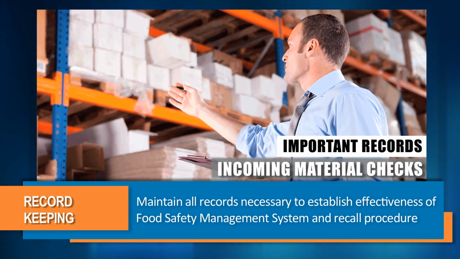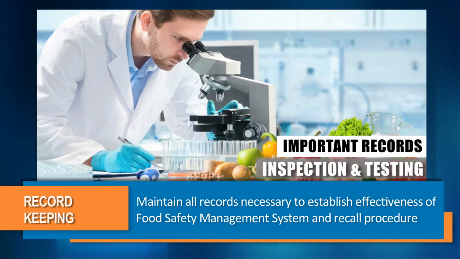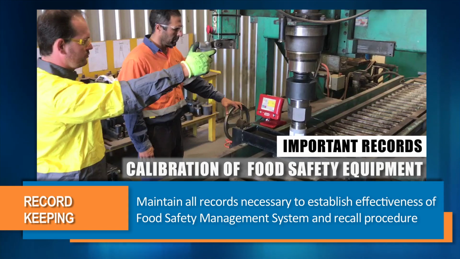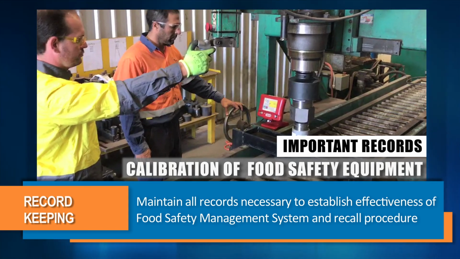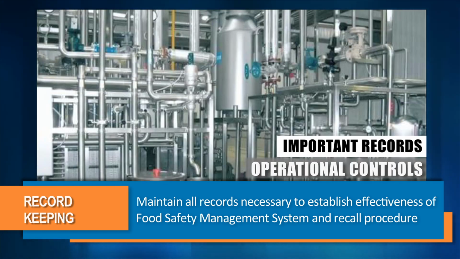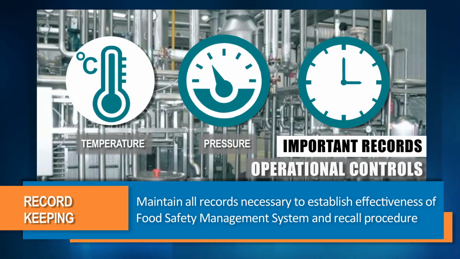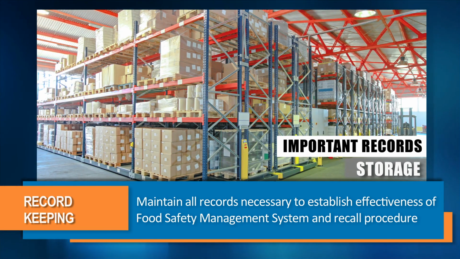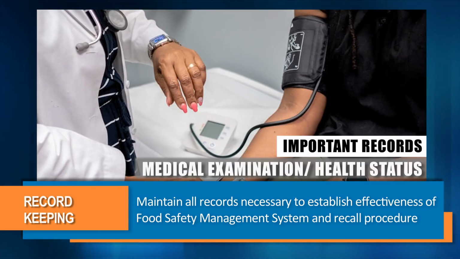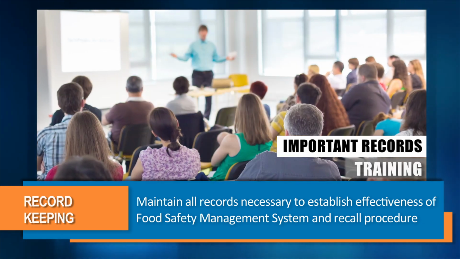The important records include incoming material checks, inspection and testing, cleaning and sanitation, calibration of food safety equipment, water testing, operational controls such as temperature, pressure, time, etc., storage, pest control, medical examination and health status of food handlers, training, etc.